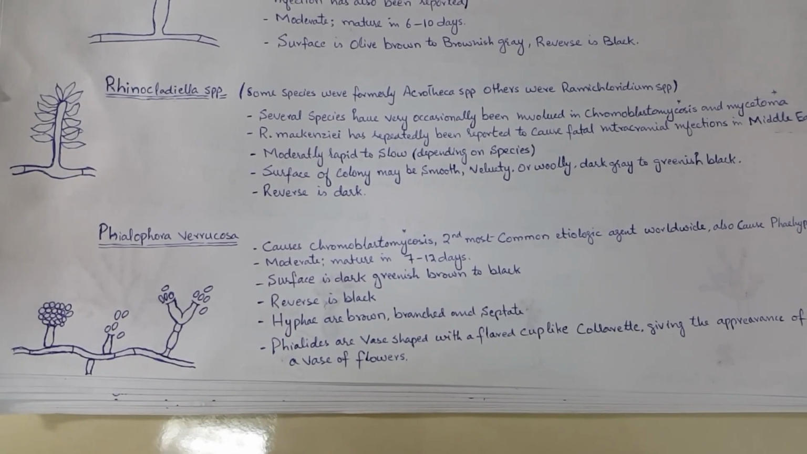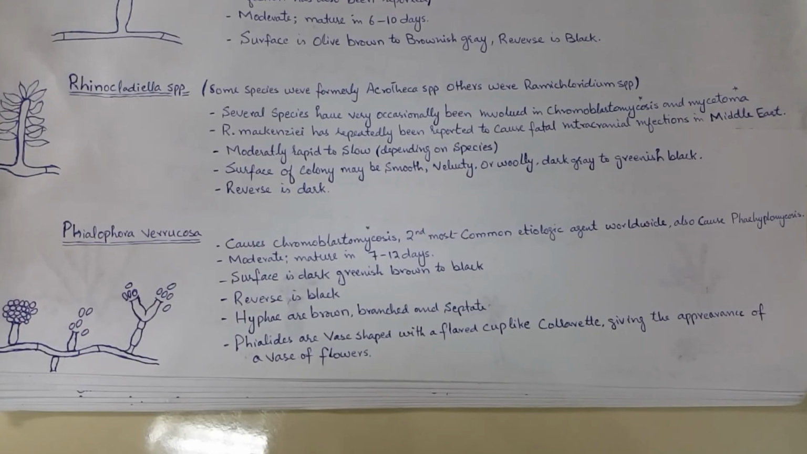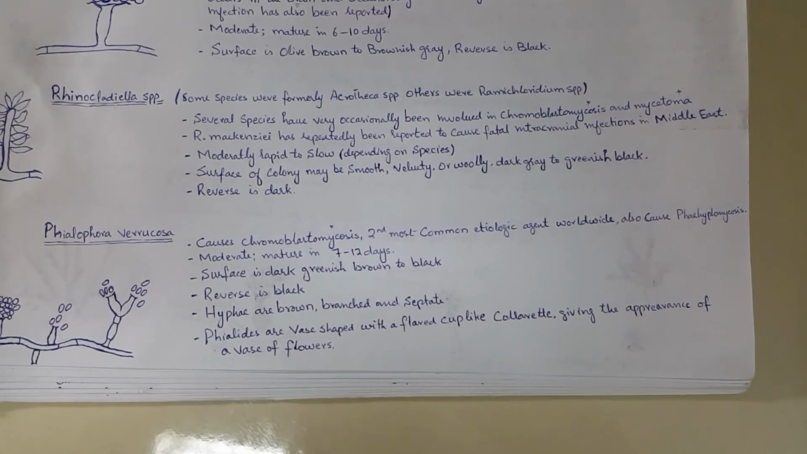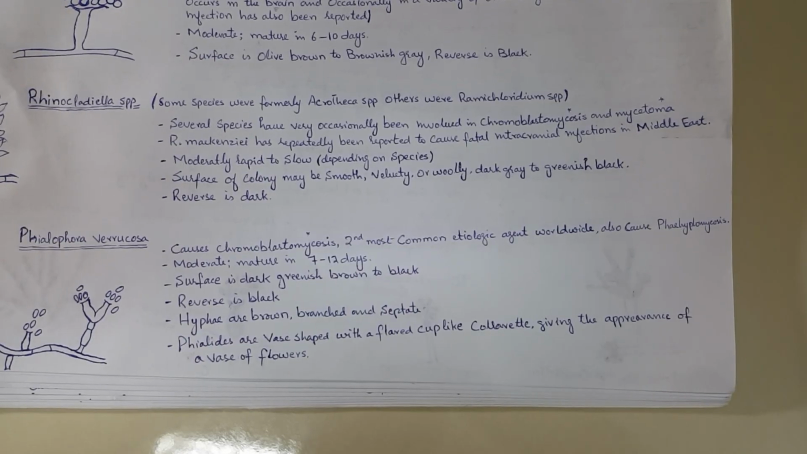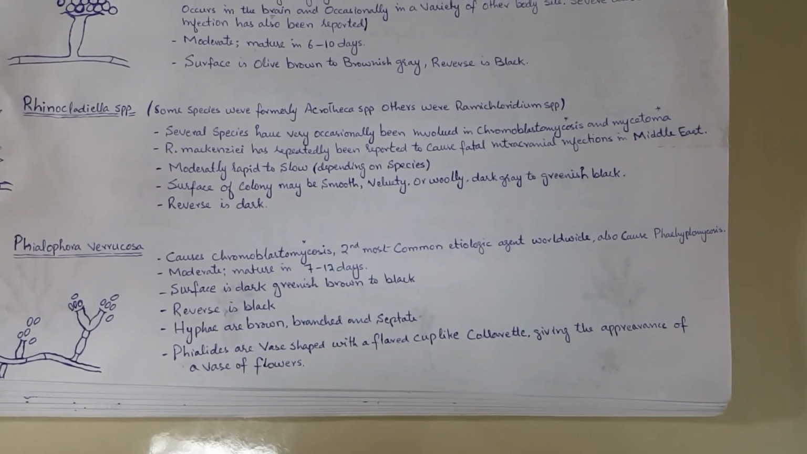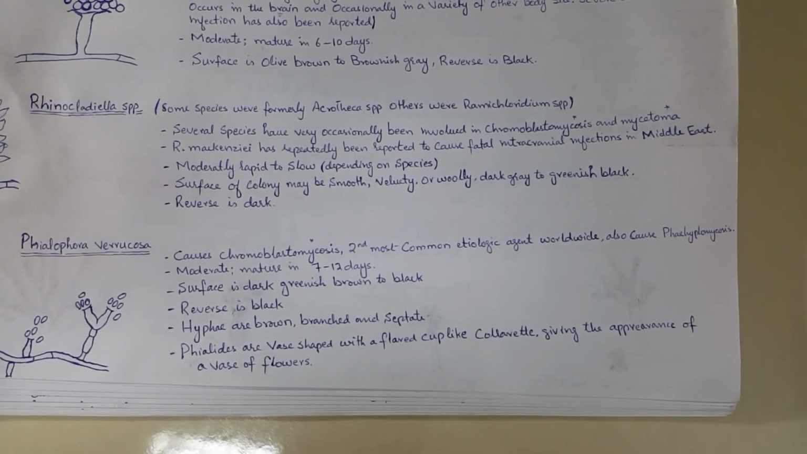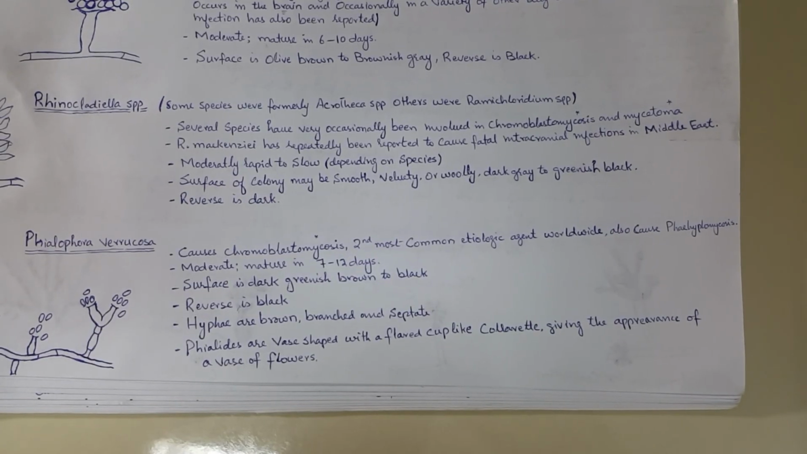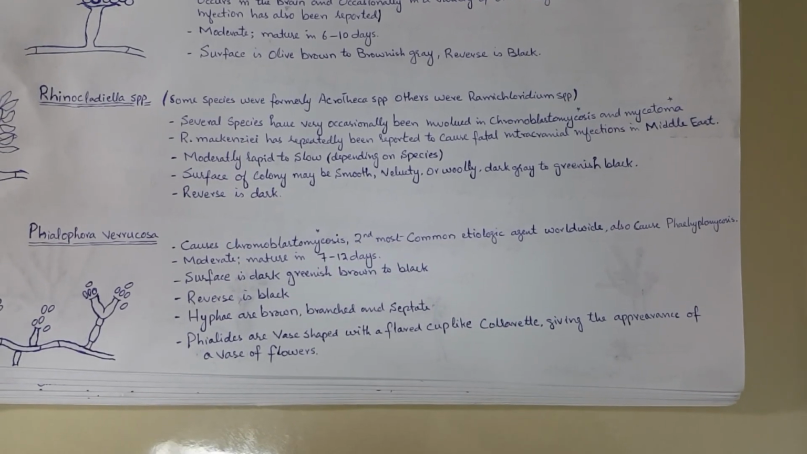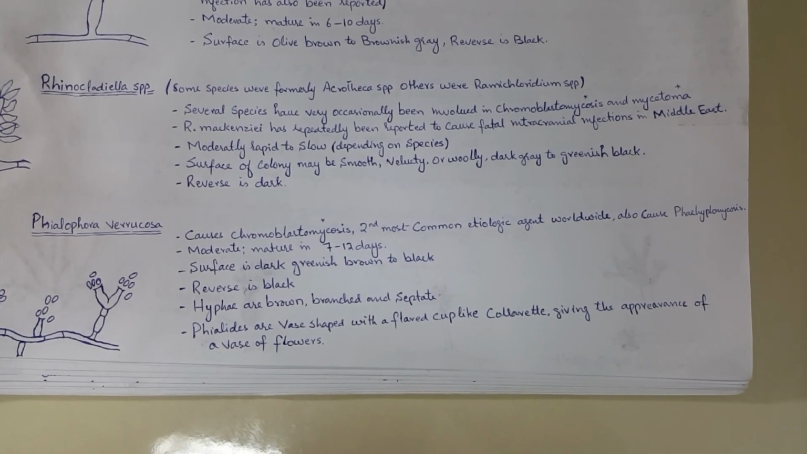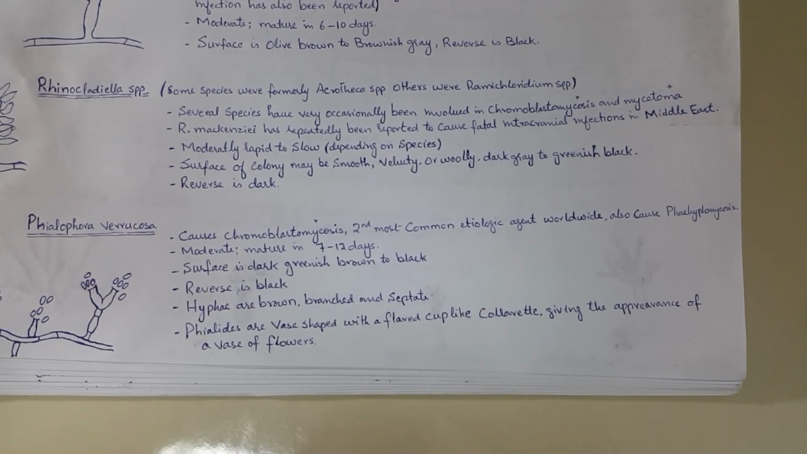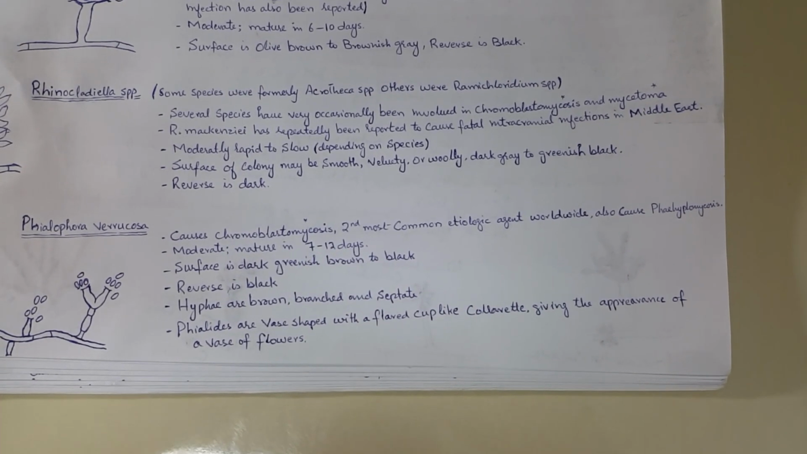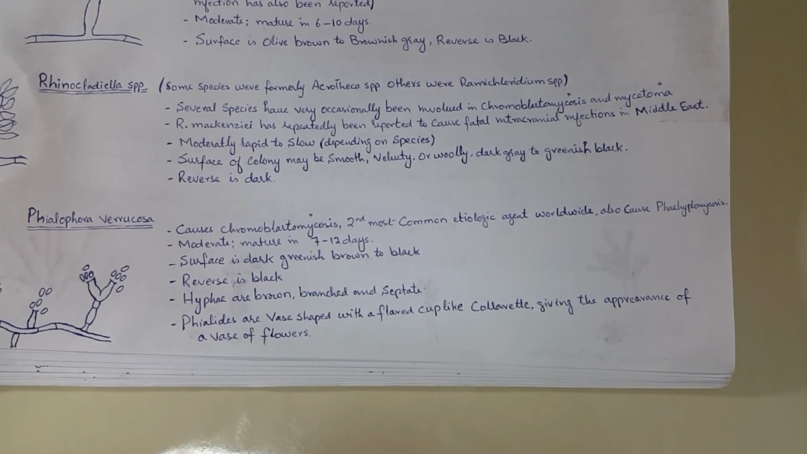Phialophora verrucosa causes chromoblastomycosis, is the second most common etiological agent worldwide, and also causes phaeohyphomycosis. Moderate, maturing in 7 to 12 days. Surface is black, dark greenish brown to black, and the reverse is black. Hyphae are brown, branched and septate, and phialides are vase shaped with a flared cup-like collarette, giving the appearance of a vase of flowers.